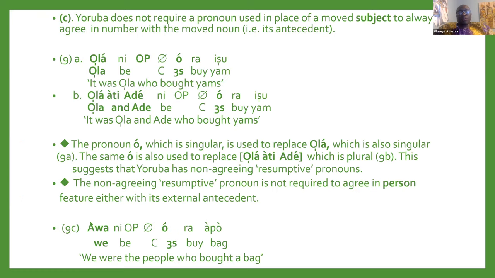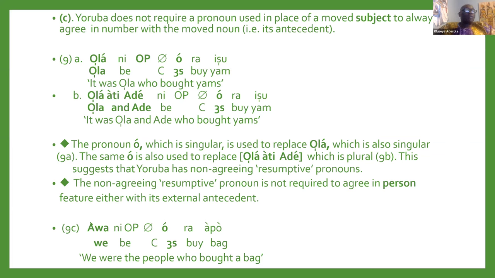But if you look at it more closely in Yoruba, the question then is, do we have agreement with pronouns that are used in place of a moved element every time? The answer is no. As you look at number 9, you have Ola ni ora ishu, which is good. Why? Because Ola and O is third person, singular, everybody's happy.